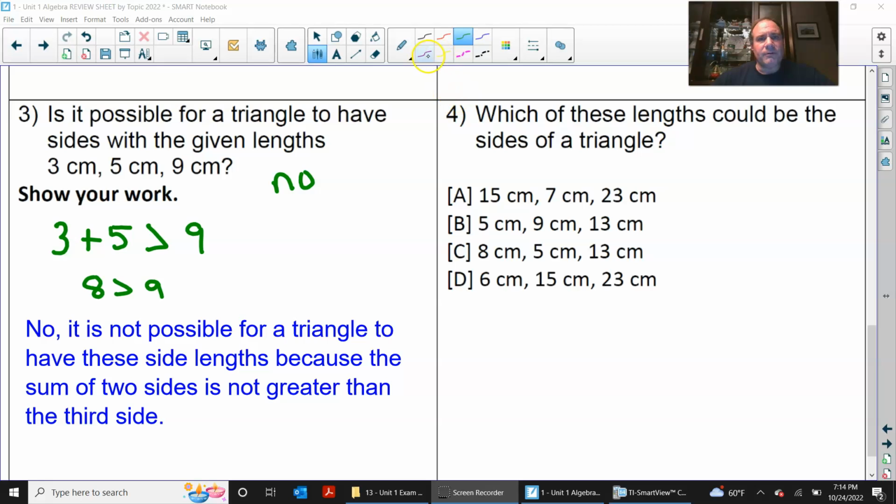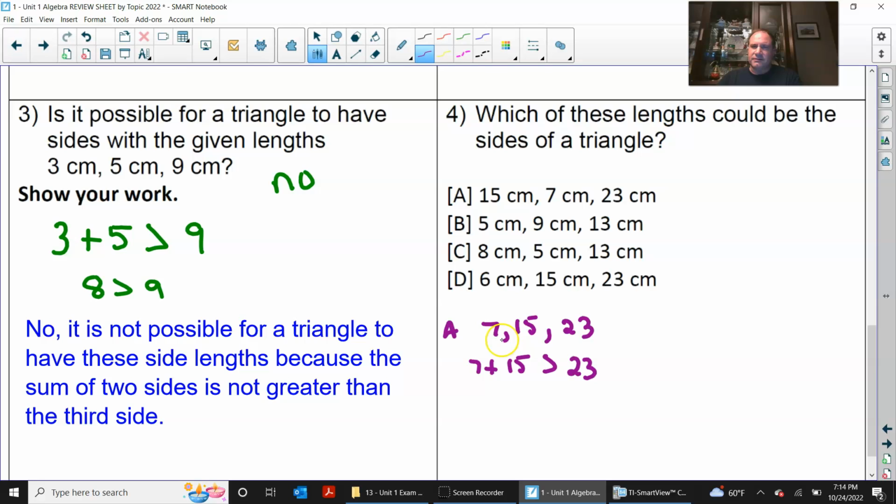All right, number 4, we're going to do the same thing. Which of these side lengths could be sides of a triangle? I am going to jump right here to A. I'm going to do 7, 15, and 23. So 7 plus 15 has to be greater than 23. Do you notice that I put the least sides first? So I have 22, not greater than 23.